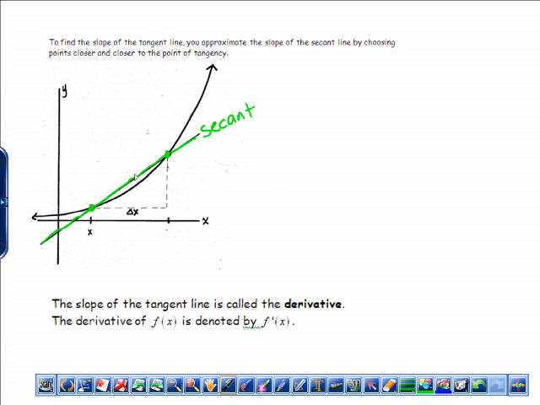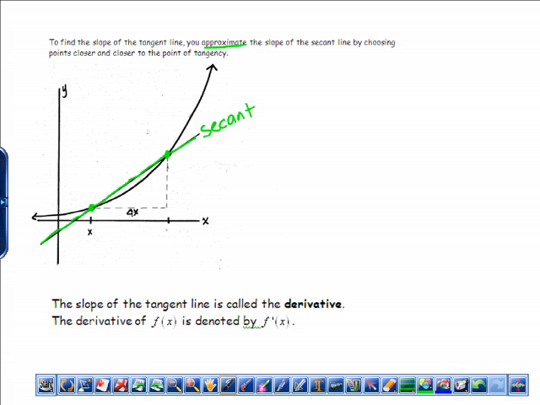A secant line crosses in 2 places. A tangent line crosses in once. But if you're just wanting to get an approximation, and that's the key word here, if you're just approximating, well then they are basically the same. They're very close to each other.